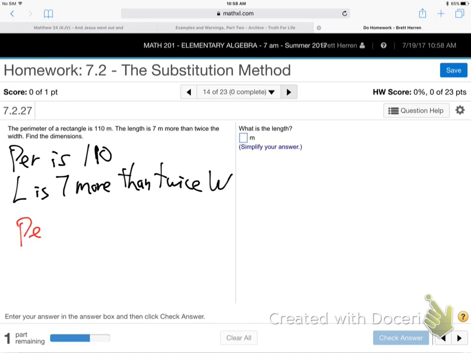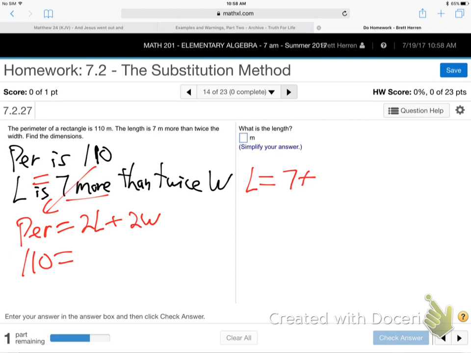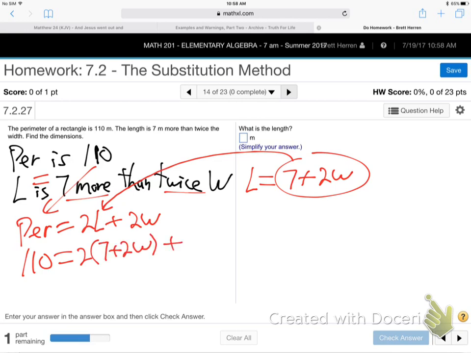So perimeter is 2 lengths plus 2 widths, like that. Perimeter is 110, so put in the 110. And then what are we going to put in for L? What does it say about L? L equals 7 more, 7 added, twice W, 2W. Is that good? So then take all of that and put it right in there for L: 7 plus 2W. Then you get the other 2W at the back. Everybody getting that? Seeing how that happens?